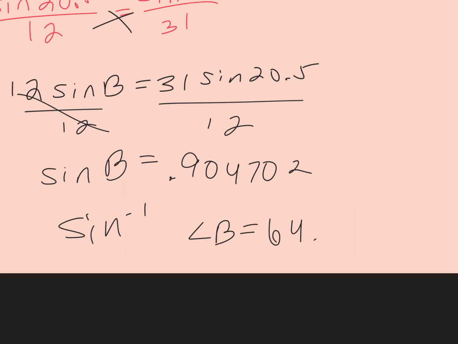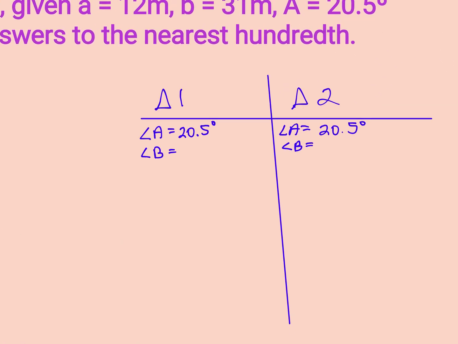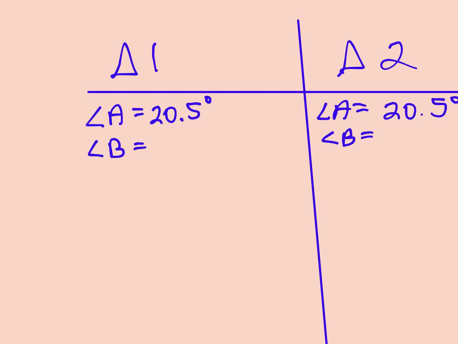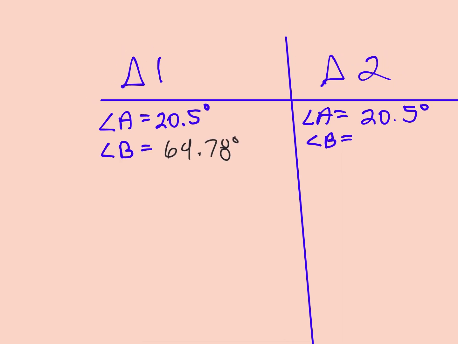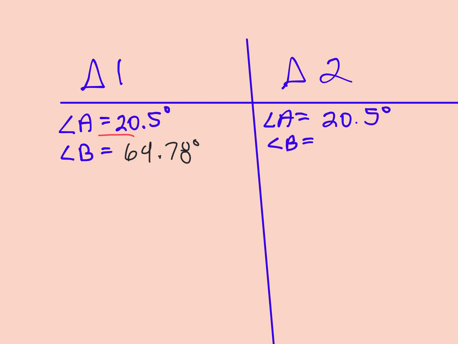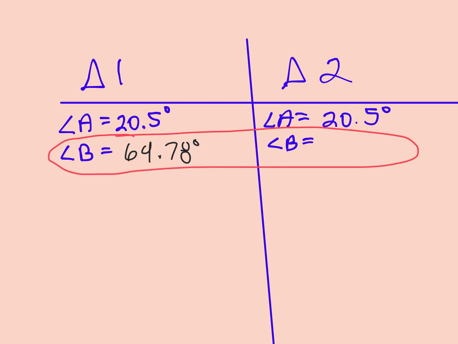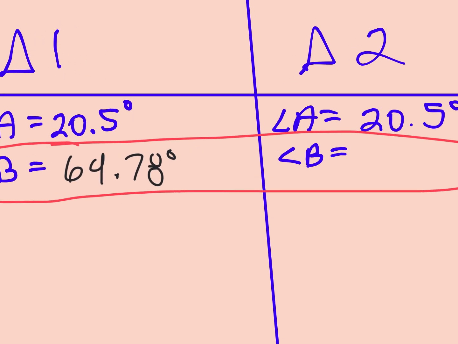Perfect. 64.78 what? Degrees. Okay, so I'm going to come up here and say, in triangle 1, it's 64.78 degrees. So there is at least one triangle present, correct? Let's see if there's a second one. You could go ahead and continue solving, but let's just see if there's a second triangle. How do I find out if there is a second triangle? We're going to find the what? How do I figure out what that angle could be? The supplement. So 180 minus 64.78.